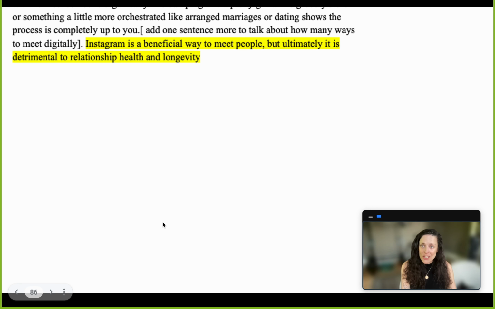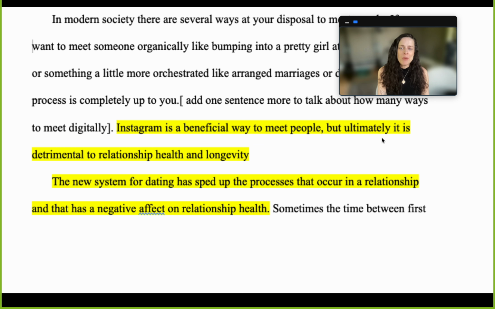And it needs to act as a headline. So all of this information might be important to have, but it has to come after you explain to the reader what you're doing in that paragraph. So here's how they revised this. Instagram is a beneficial way to meet people, but ultimately it is detrimental to the health, relationship, and longevity. They said, okay, the new system for dating has sped up the processes that occur in a relationship, and this has a negative effect. Okay, this is an improvement.